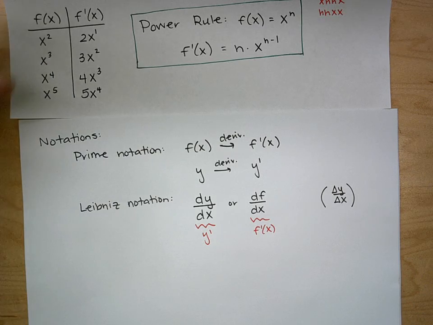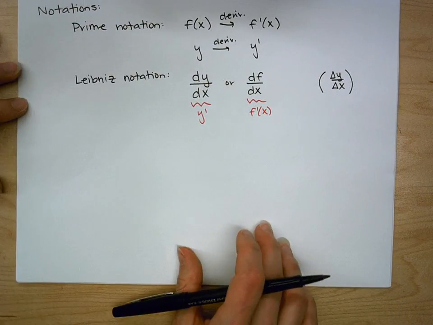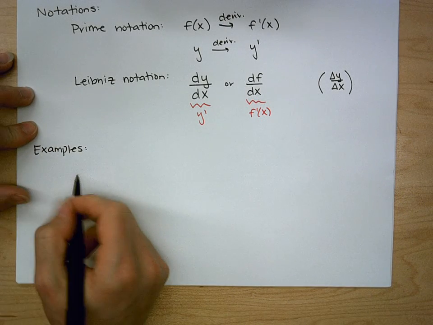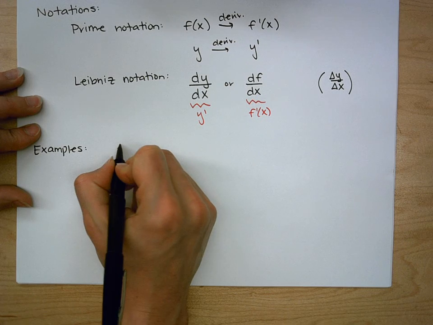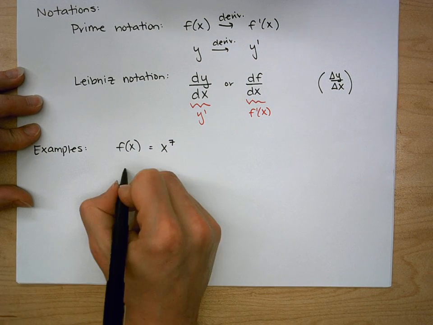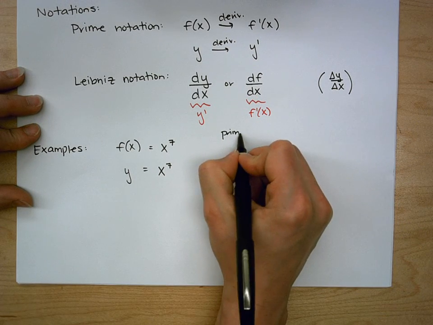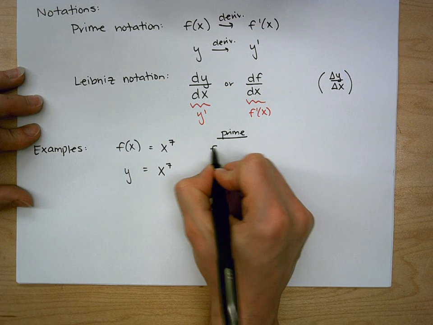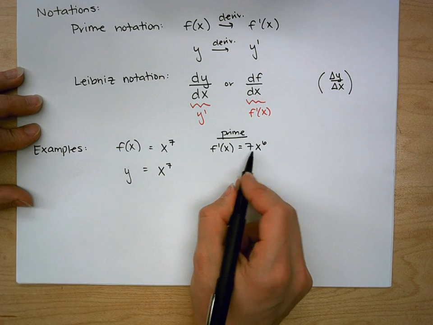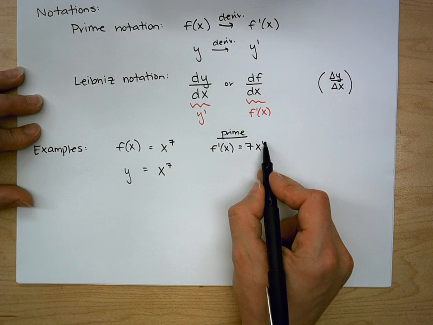Let's just look at an example really quick, because I would like us to get a little bit more comfortable with this new notation. So, examples of the various notations. Let's say we had the function f of x equals x to the 7th, or y equals x to the 7th. So if I used prime notation, I could say then that f prime of x equals 7x to the 6th, right? Power rule. I just used the power rule there. Bring the 7 down, take 1 away. 7x to the 6th. So that's our prime notation.